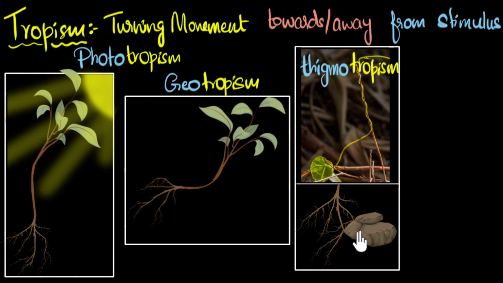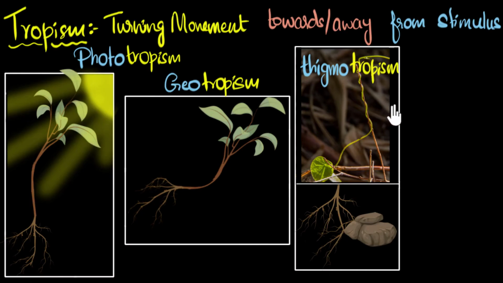Another example which I won't draw, which you can explore yourself, is something called hydrotropism. Can you guess what that is? That is movement towards or away from water. Hydro stands for water. So we usually see hydrotropism in roots again. If there is some water somewhere, we will see the roots start growing towards it.